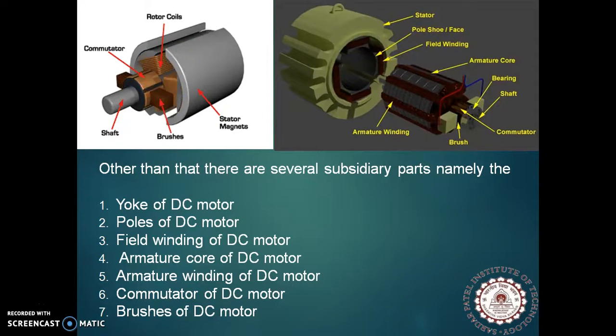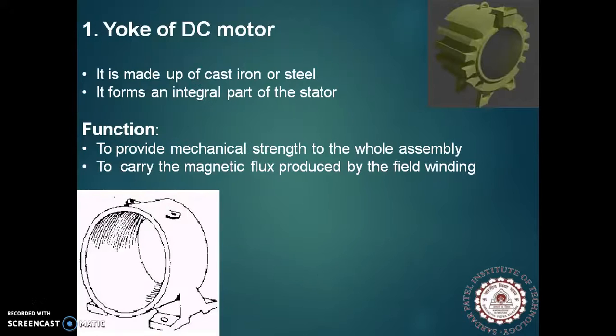Other than that, there are several subsidiary parts, namely the yoke of the DC motor, the poles of the DC motor, the field winding of the DC motor, the armature core of the DC motor, the armature winding of the DC motor, the commutator of the DC motor, and the brushes of the DC motor. Now let us study each of them in detail.